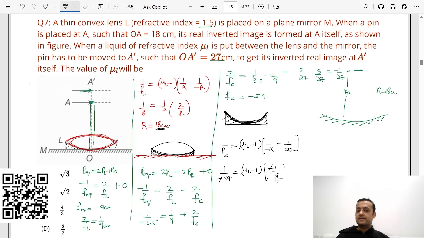This minus and this minus will be cancelled. 18 into 3. So mu l minus 1 is 1 by 3. So mu l becomes 4 by 3. That means the refractive index of the liquid will be 4 by 3. I hope you would have understood.